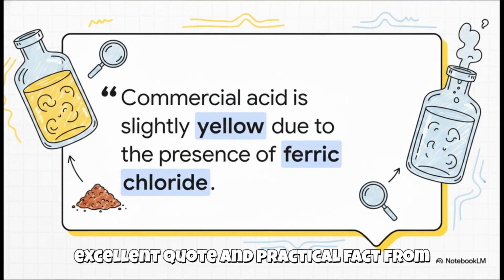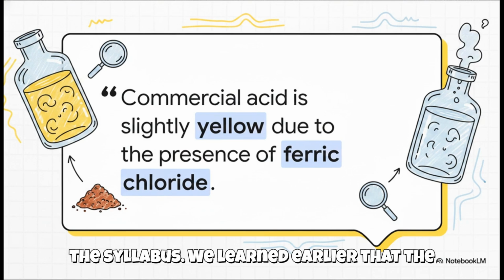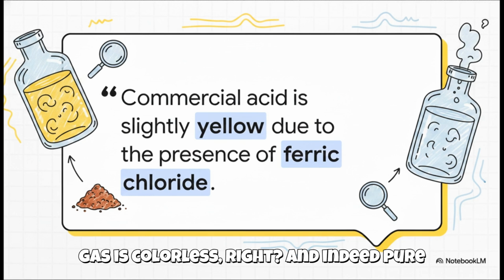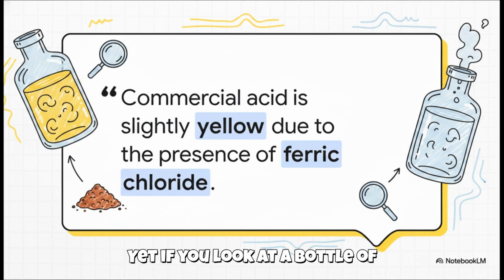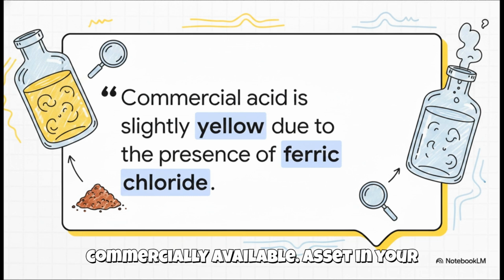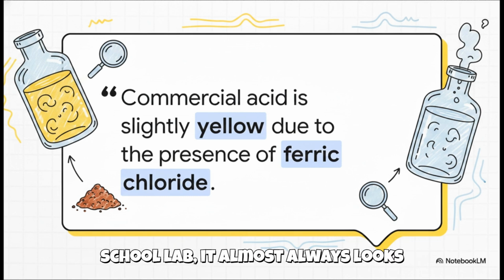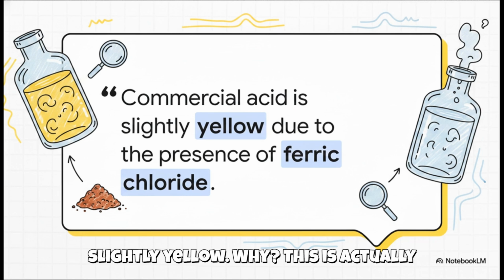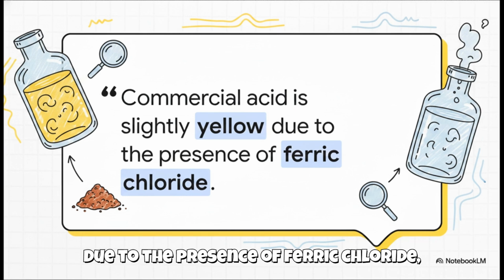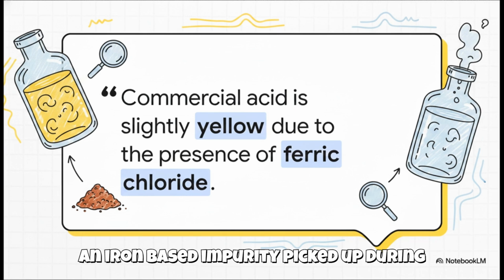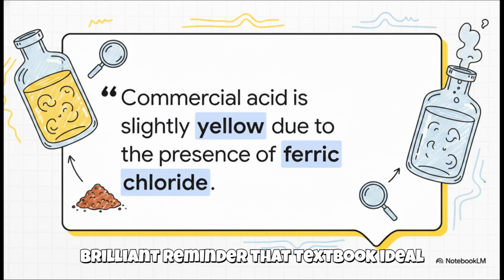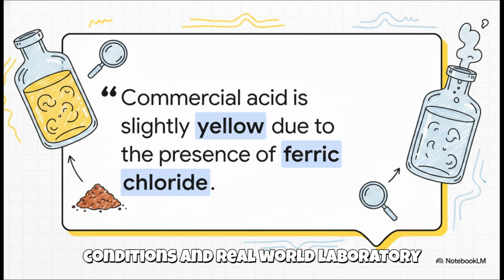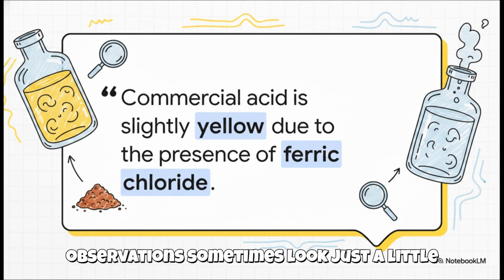Before we wrap up, I just have to share this excellent quote and practical fact from the syllabus. We learned earlier that the gas is colorless, right? And indeed, pure hydrochloric acid is a colorless liquid. Yet, if you look at a bottle of commercially available acid in your school lab, it almost always looks slightly yellow. Why? This is actually due to the presence of ferric chloride, an iron-based impurity picked up during the manufacturing process. It's a brilliant reminder that textbook ideal conditions and real-world laboratory observations sometimes look just a little bit different.